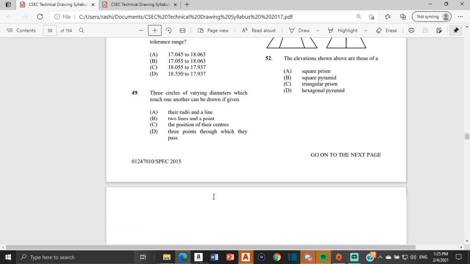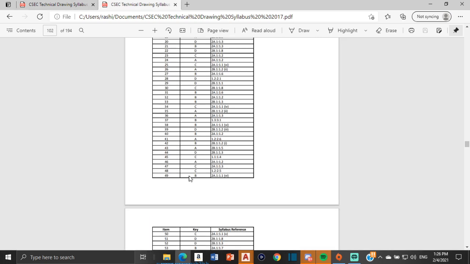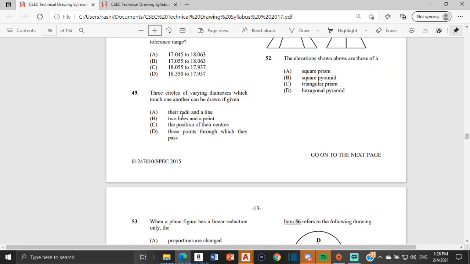Number 49. Three circles of varying diameters which touch one another can be drawn if given. Number 49. B. Two lines and a point. So if you have two lines and a point, you'll be able to draw three circles of varying diameter which touch each other. And this is how.